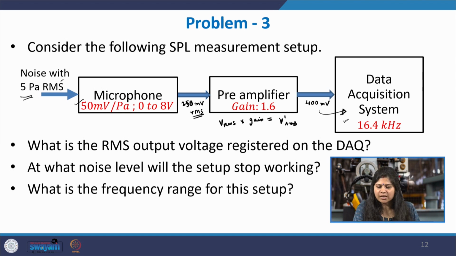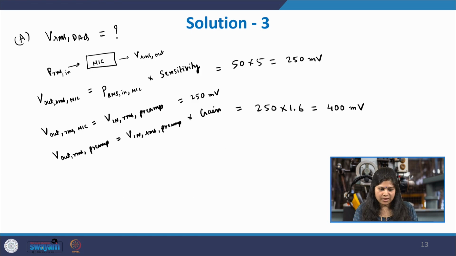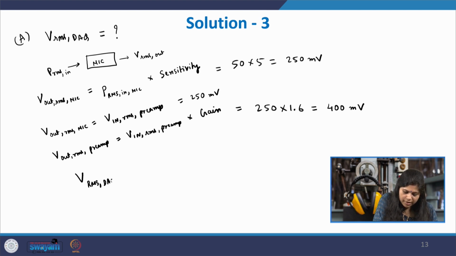The DAQ is doing nothing further, there is nothing else given for the data acquisition system. So, no further conditioning is done to this signal and the signal is acquired at this level. So, overall the VRMS that is being registered at the DAQ will be 400 millivolts.